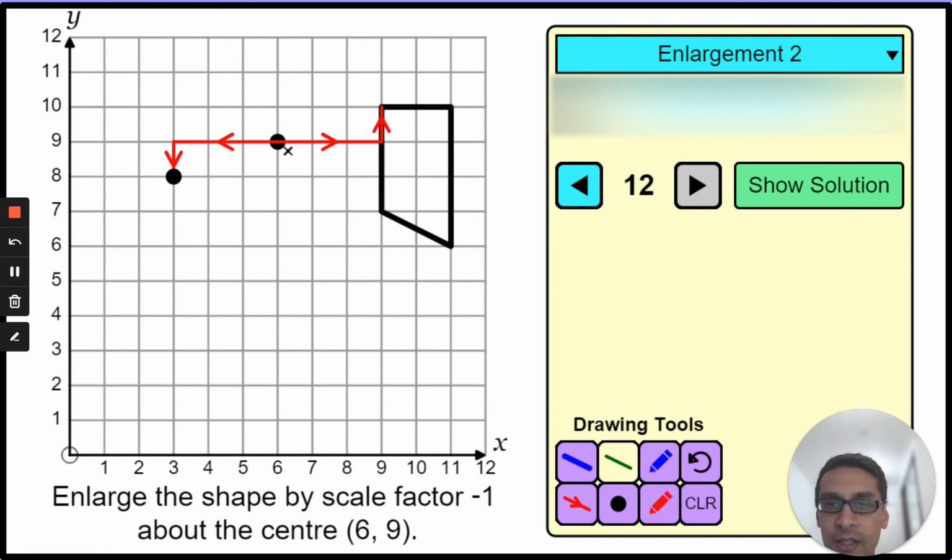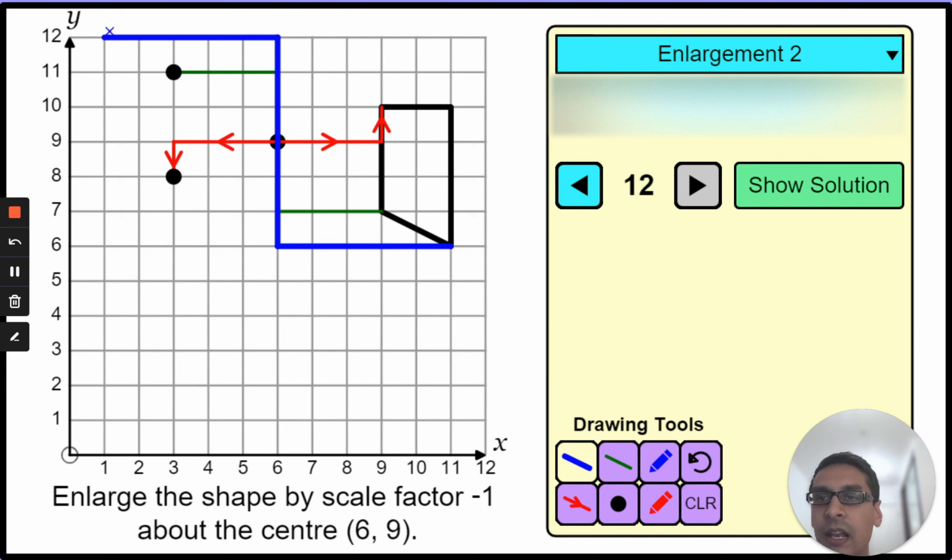This vertex here is going to be 2 down, 3 right. So that becomes 2 up, 3 left. And then this vertex here, I can see it's going to be 3 down, and then 5 right. So instead it's going to be 3 up, 5 left. So it's 1, 2, 3, 1, 2, 3, 4, 5. So that's another vertex.